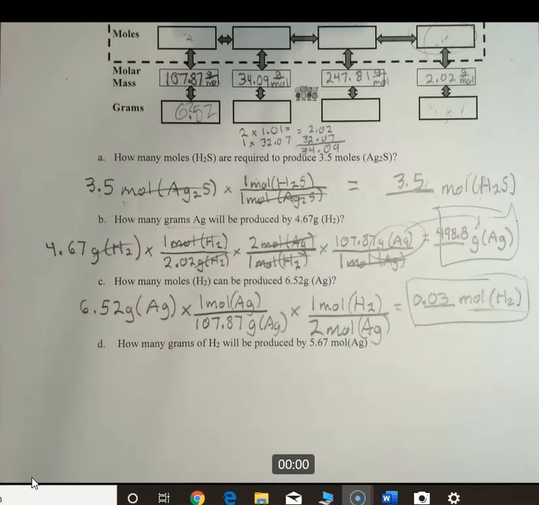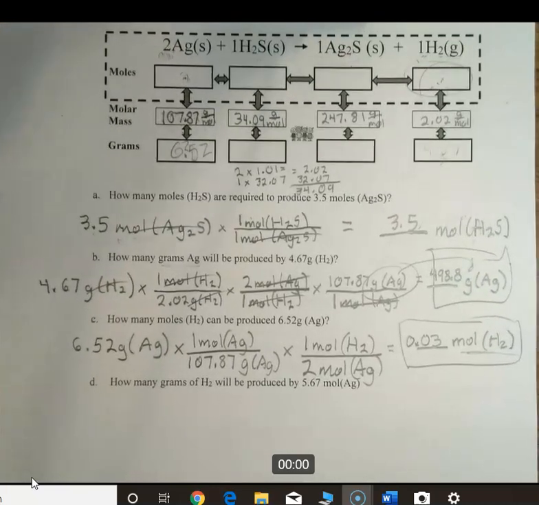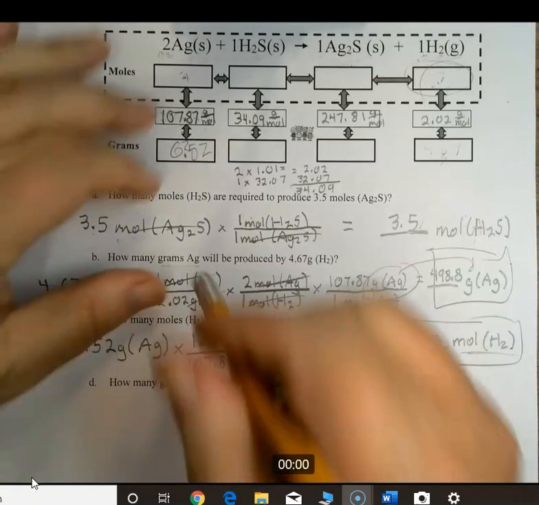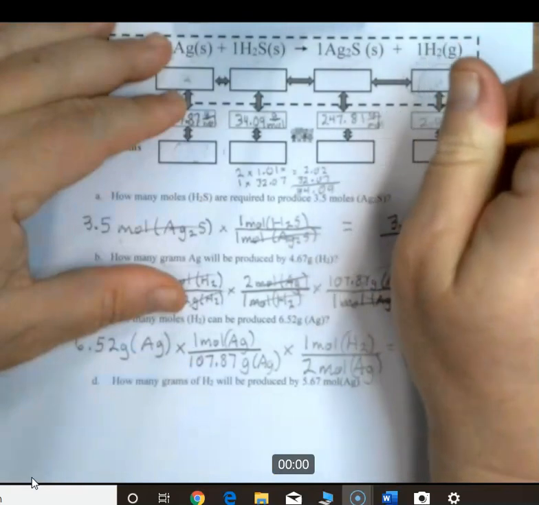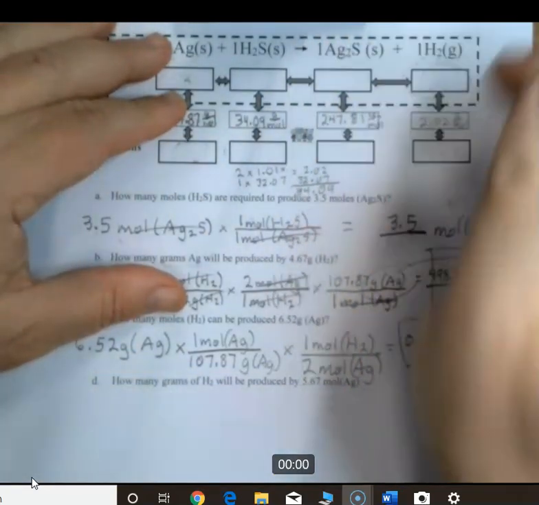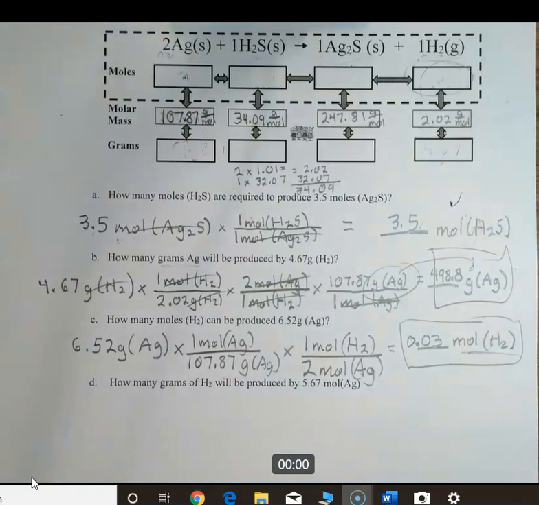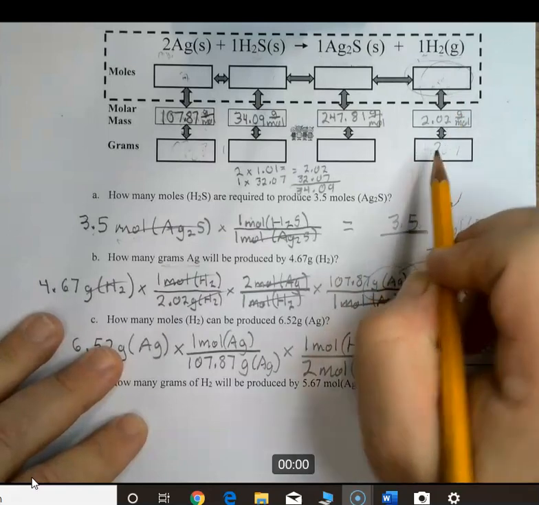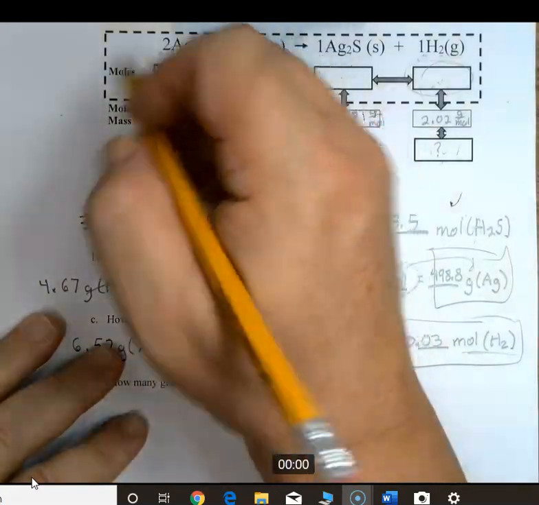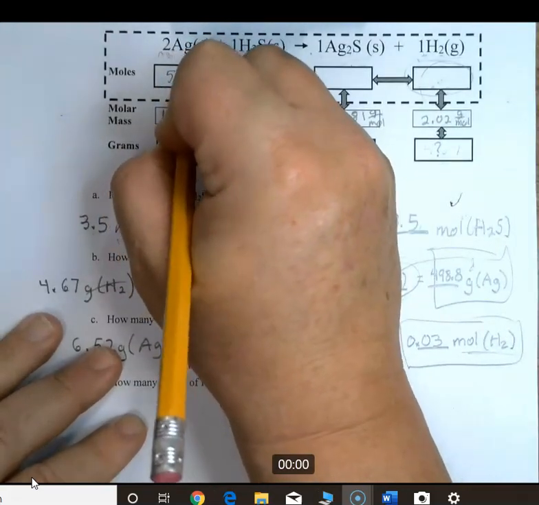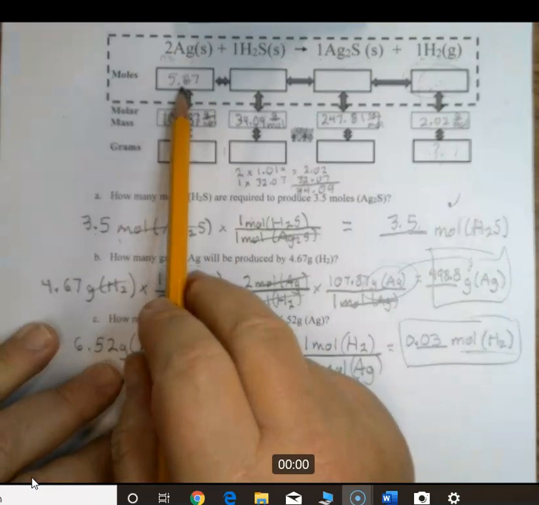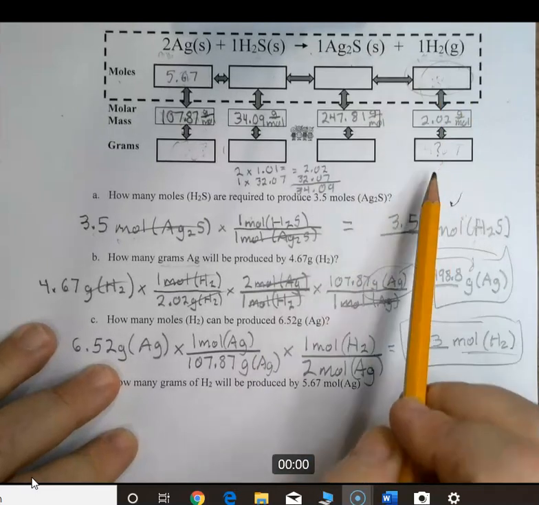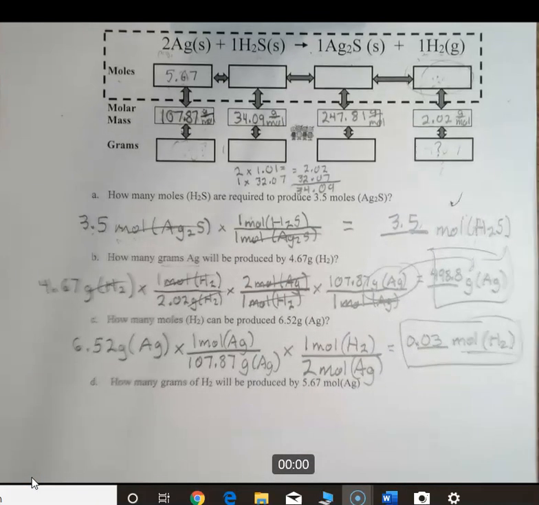And finally, how many grams of H2 will be produced by 5.67 moles of Ag? So we want to know how many grams of H2, so that's down here, right there. It's H2 and it's grams, and you're starting with 5.67 moles of Ag, so that's up here. So you're starting there, 5.67 moles of Ag. You got to go moles to moles of H2, and then moles of H2 out to grams of H2. So there's 2 conversions there.